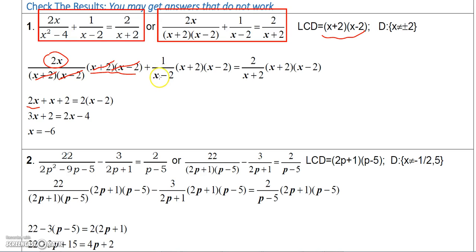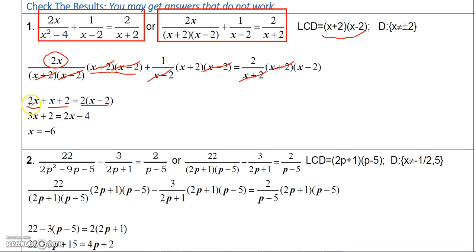Now when I multiply this fraction by x plus 2 times x minus 2, the x minus 2's cancel, and so I end up with 1 times x plus 2, and 1 times x plus 2 is just x plus 2. And then on the right hand side, if I multiply the 2 over x plus 2 by x plus 2 times x minus 2, the x plus 2's will cancel, and I'll get 2 times x minus 2.